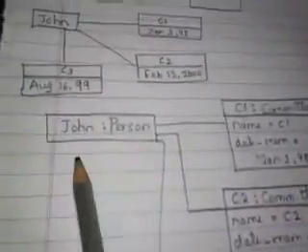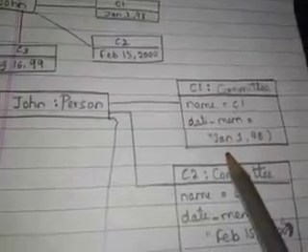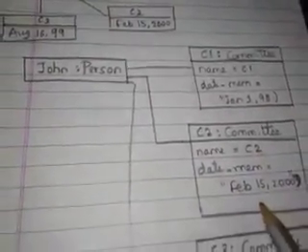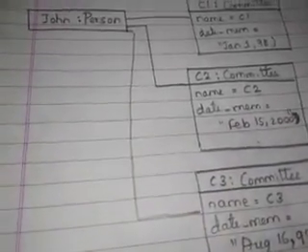Look here, John, committee name C1, he has become a member on such date. John has become a member of committee 2 on so and so date. John has become a member of this committee C3 on so and so date.